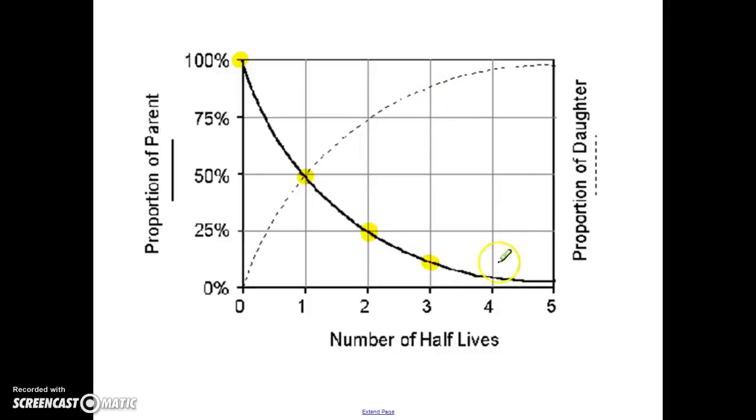Now, if you're thinking this through, you hopefully realize that if we keep taking away half, we're never going to get to 0. Because if you take away a half and a half and a half and a half, you'll never reach 0. So the parent material will never completely decay, and the daughter material will never reach 100%.